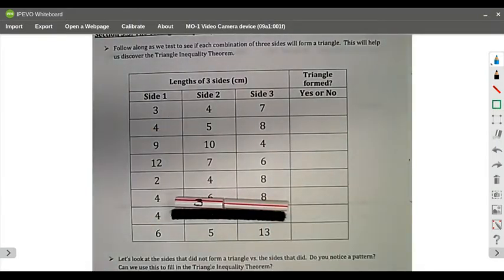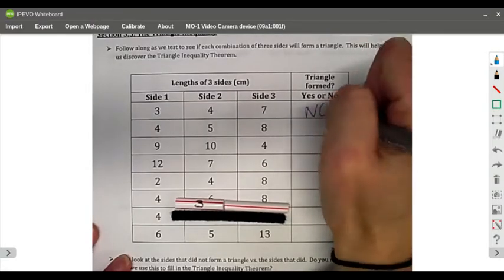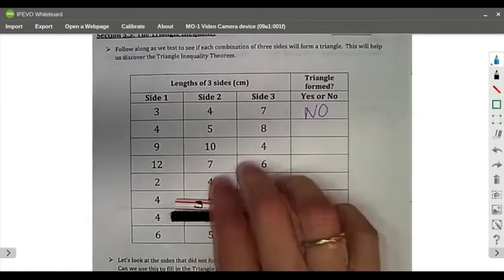So see how they don't make a triangle? That means that 3, 4, and 7 is a no. So maybe start thinking about, why is that one a no?